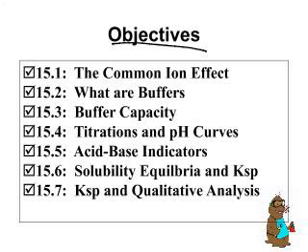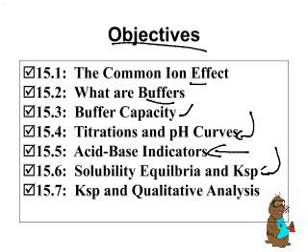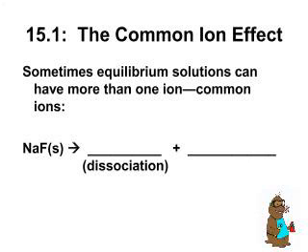In chapter 15, this is what we're going to talk about. Common ion effect, what are buffers, buffer capacity, titrations and pH curves, acid-base indicators, solubility equilibrium, Ksp, and then Ksp qualitative analysis. Ksp is very grand. So if you would just take your notes and we can follow along. This one should be short. This is a pretty easy podcast.